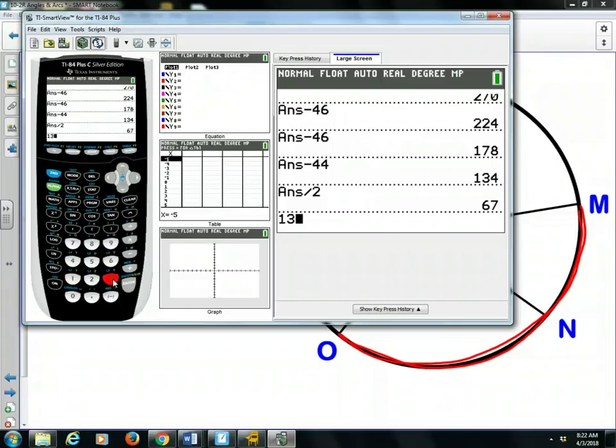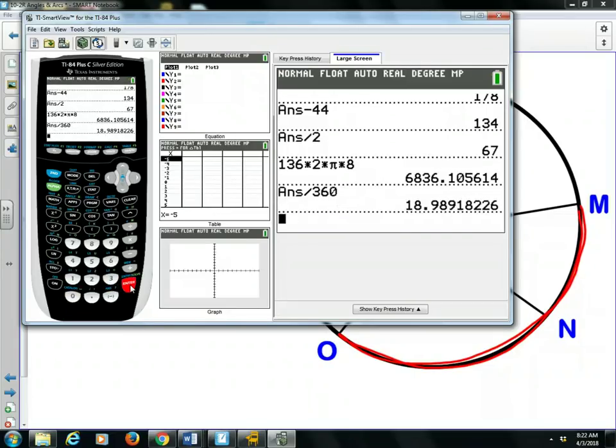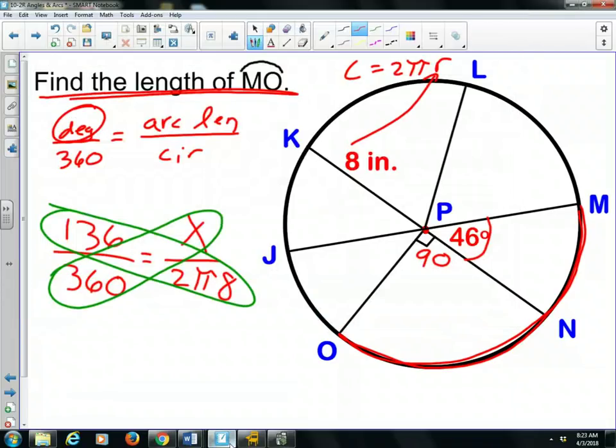So we got 136 times 2 times pi. The pi button is when you go second, and then you have that little caret button right there. The pi symbol is right above that. So 136 times 2 times pi times the radius of 8, and that number divided by 360. The arc length is 18.989. X equals 18.989. And that is in inches.